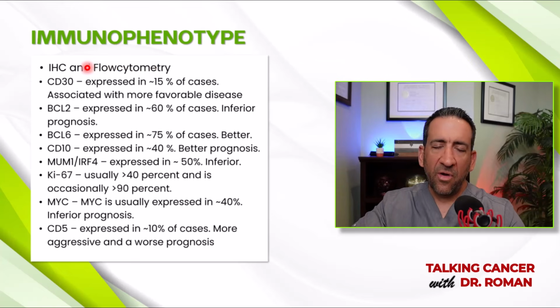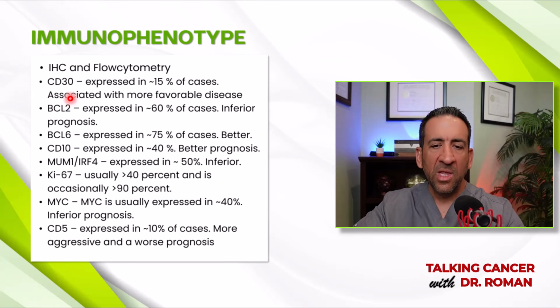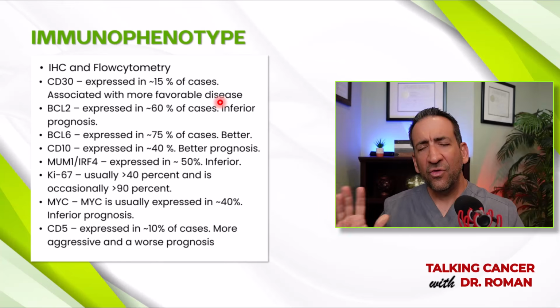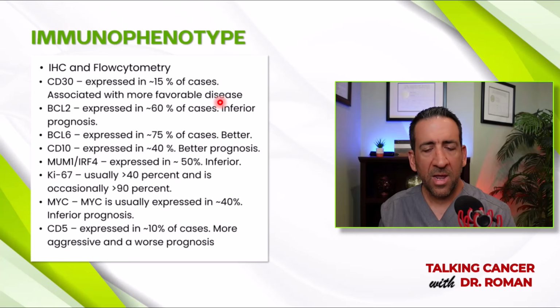All right, so it's very simple. They will perform these tests and they will tell us if these proteins are there or not. Now, for example, let's break these down. CD30 is one of them. So CD30 is expressed in about 15% of diffuse large B-cell lymphoma patients. So either you have it or you do not, and this is associated with a more favorable disease. So you see, if your lymphoma expresses CD30, that's favorable, right?